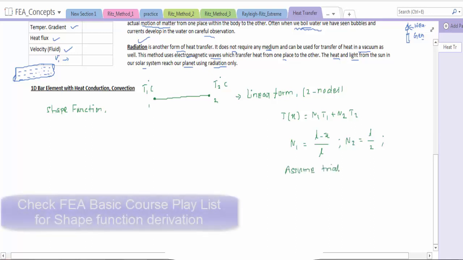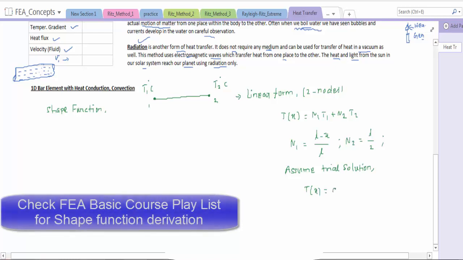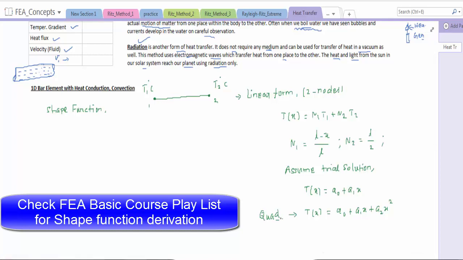So we can derive this (L minus x) by L and x by L from an assumed trial solution. For linear form, A0 plus A1x; for quadratic form, A0 plus A1x plus A2x square. From this you can derive (L minus x) by L and x by L.